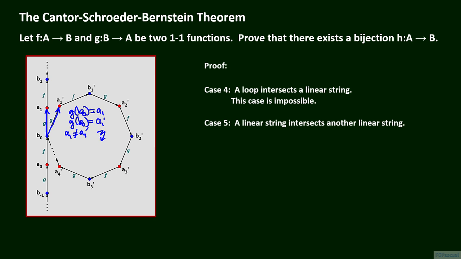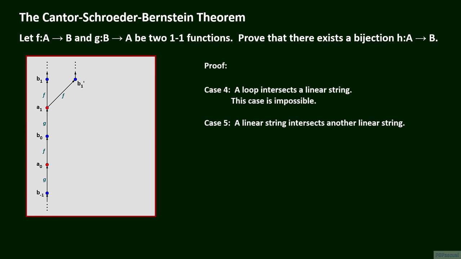The fifth type of directed graph is when we have a linear string intersecting another linear string. Assuming that the linear strings are not identical, then we take a look at a few possibilities. We can have the two strings intersect first, and then eventually separate. One should be able to see the similarity between the graph shown on the left and that of case 4. And so we should be able to show that the graphs shown on the left are impossible by using the same idea that we used to show that case 4 is impossible.